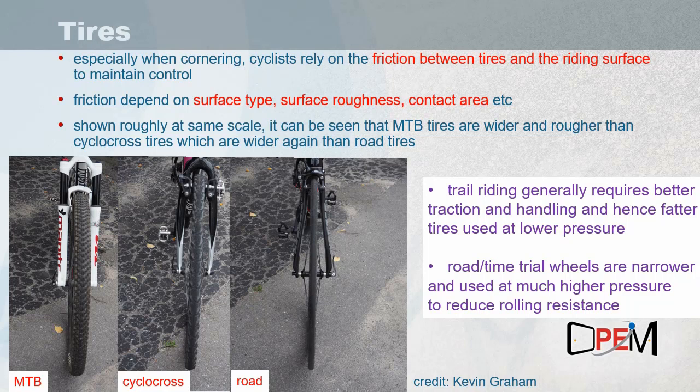In addition to the size of the tire, pressure is also varied depending on the types of surfaces and conditions in which you're riding. And so again, for the mountain bike tires on the left, to get a really good contact area between the tire and the trail surface, they're usually operated at quite low pressures, even down as low as 20 to 25 psi.